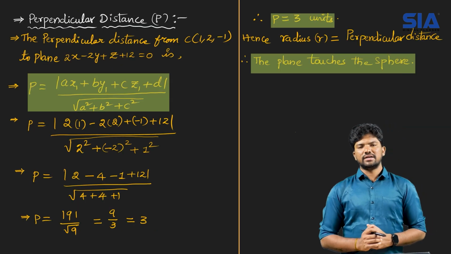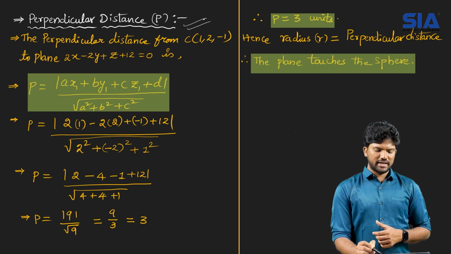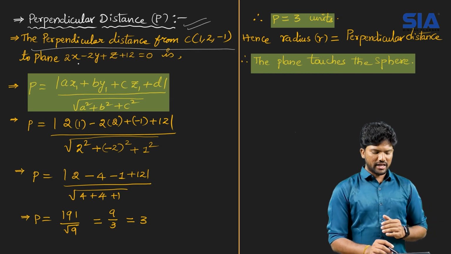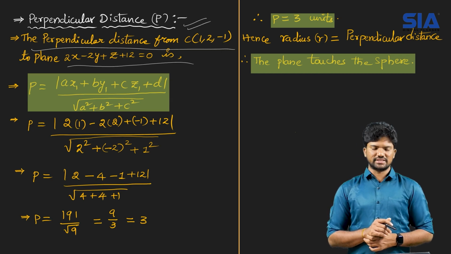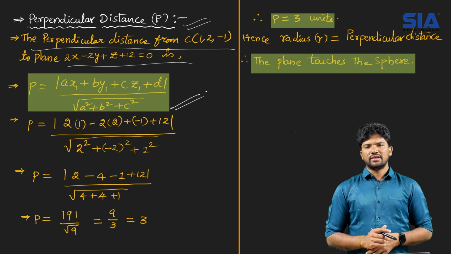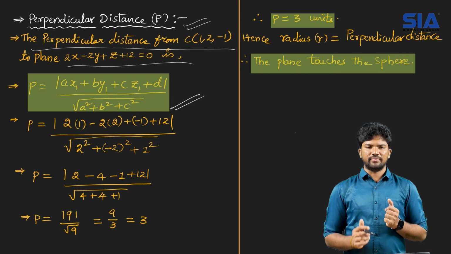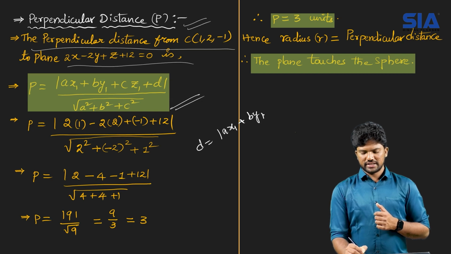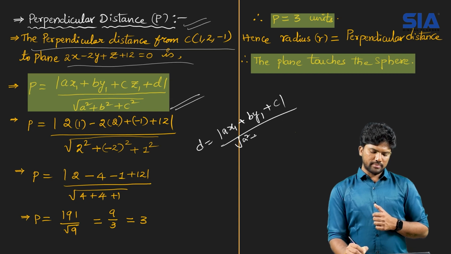After finding the radius, now the perpendicular distance p is, we can write, from the center of the sphere to the plane 2x minus 2y plus z plus 12 equal to 0. This is the general formula for the perpendicular distance. You know very well, in two dimensions, when you take only the x axis and y axis, the perpendicular distance is ax1 plus by1 plus c by under root of a square plus b square.